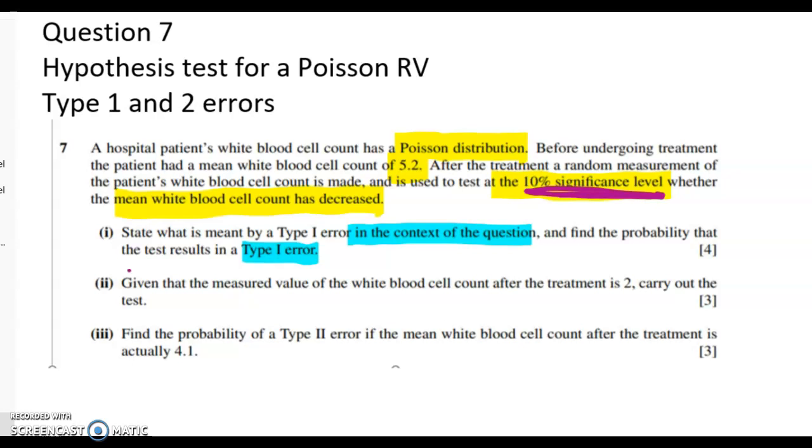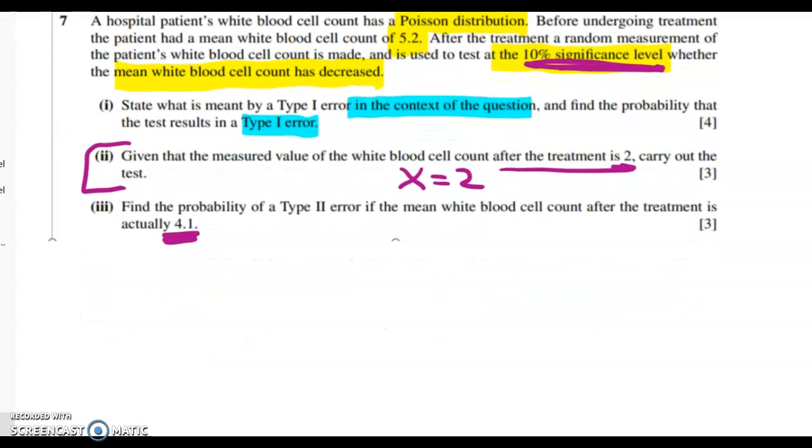Then we have to go on and do the hypothesis test, and we're told that what the patient has after the treatment is 2. So if x equals 2, are we going to reject or accept the null hypothesis? Lastly, we have to find the probability of a type 2 error, and to do that we have to be given the true value of the mean white blood cell count after treatment.